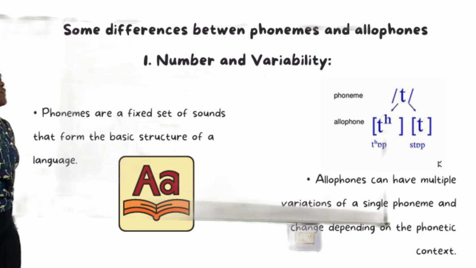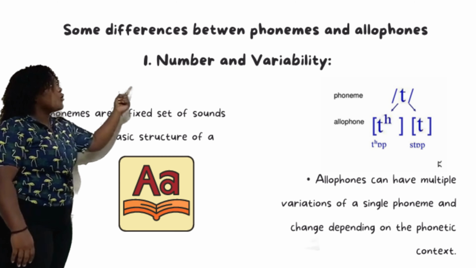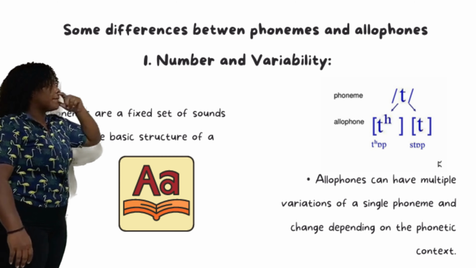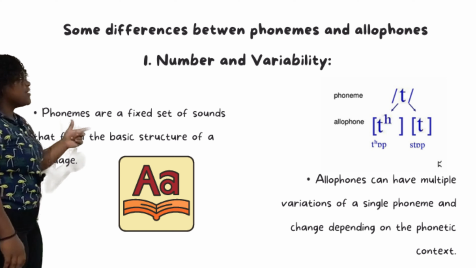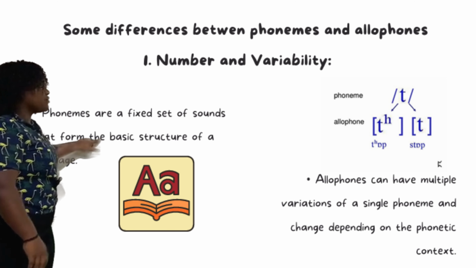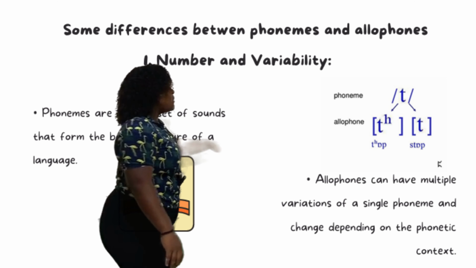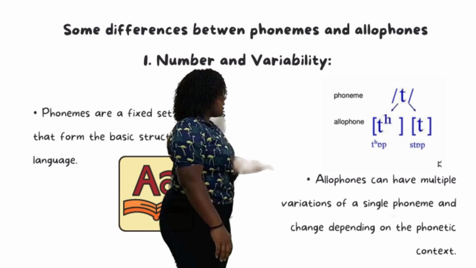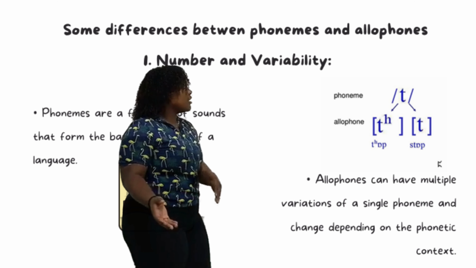Some differences between phonemes and allophones. Number and variability: phonemes are a fixed set of sounds that form the basic structure of a language. Allophones can have multiple variations of a single phoneme and change depending on the phonetic context.